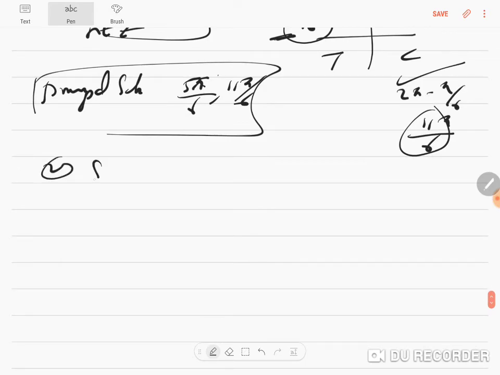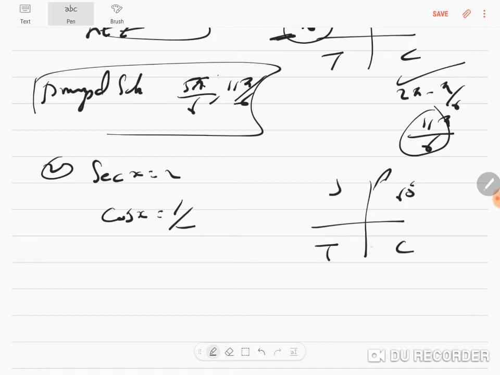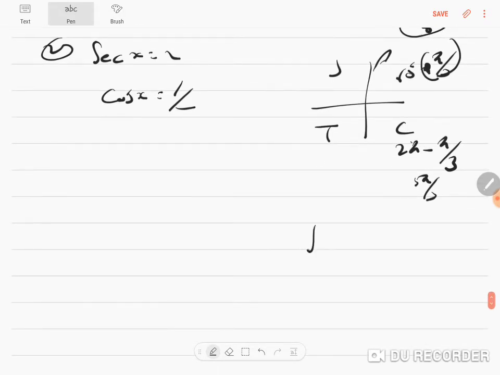Let's go to the second sum, which is secant x is equal to 2. So cos x is equal to 1 by 2. Cos x is 1 by 2 at 60 degree. Cos 60 is 1 by 2. Positive, all school torture children. So pi by 3 in the first quadrant, 60 degree, and 2 pi minus pi by 3, which is 5 pi by 3. So principal solutions are pi by 3 and 5 pi by 3.